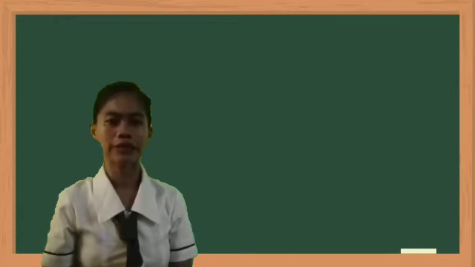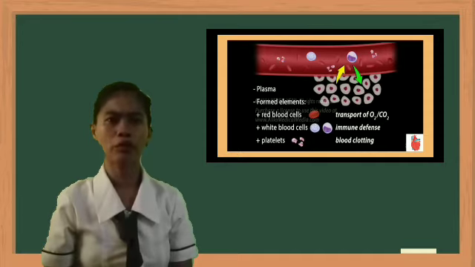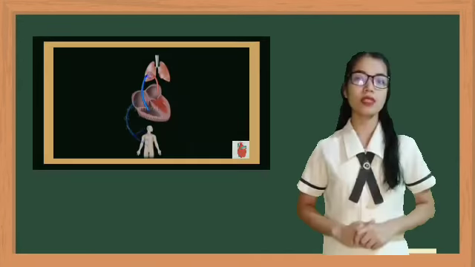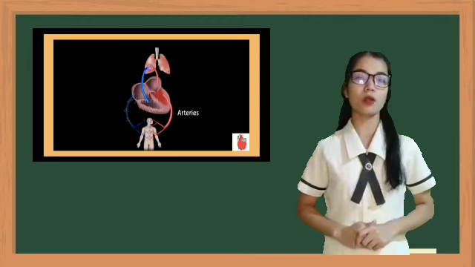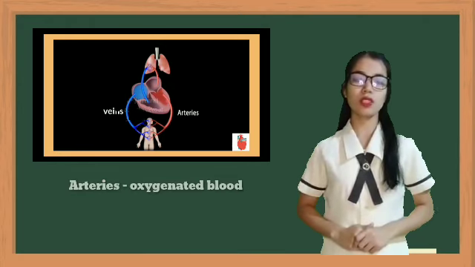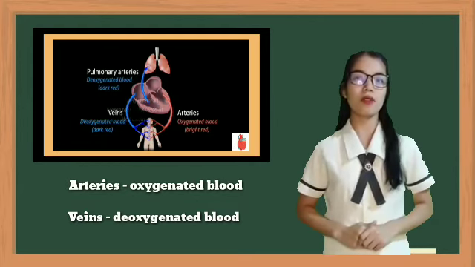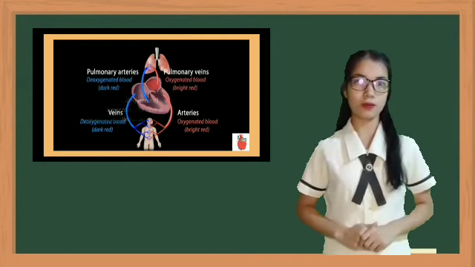Instead, substances diffuse through the walls of blood vessels to move to and from the surrounding tissue. Vessels that move blood away from the heart are called arteries, while those that bring blood back to the heart are veins. Arteries usually carry oxygenated blood, while veins carry deoxygenated blood, except for the pulmonary arteries and veins. There, the reverse is true.